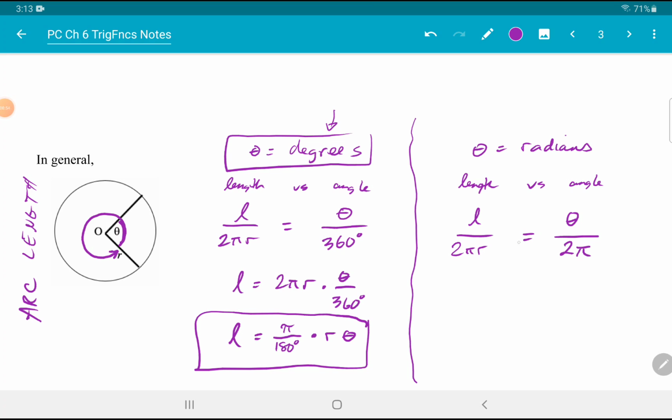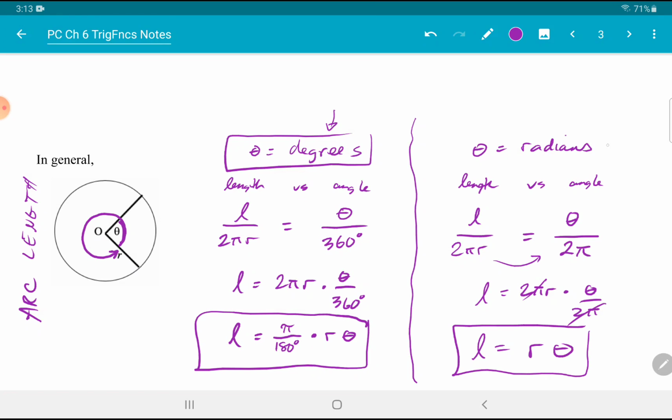So from there, again, solving for L, we can see that bring the 2 pi r over to the other side. L is equal to 2 pi r times theta over 2 pi. And you can see the 2 pi's cancel out. So L is equal to, what's left over is r theta. And that's going to be your arc length formula in terms of radian measures.